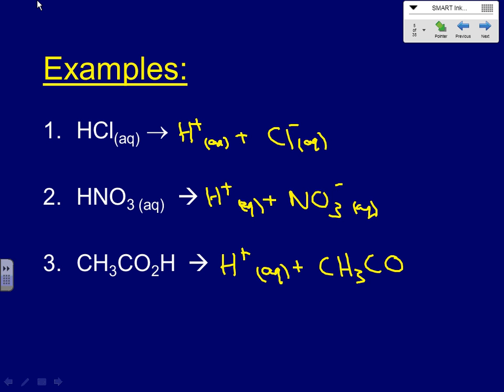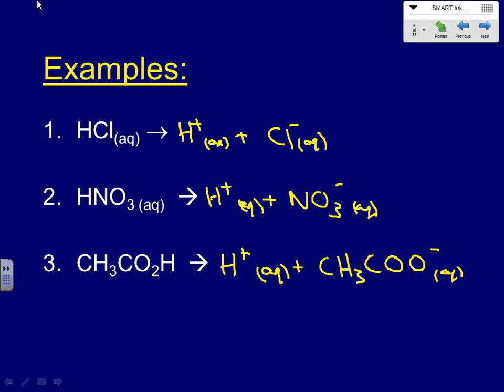I like to separate out the O's. I really don't like it this way, so I'm going to write it COO minus, and that's aqueous. Again, when you separate out the O's as a chemist, we see that COO, that tells us that that came from an organic acid. All right, if you didn't do that, it wouldn't be a big deal, but that's the representation there.